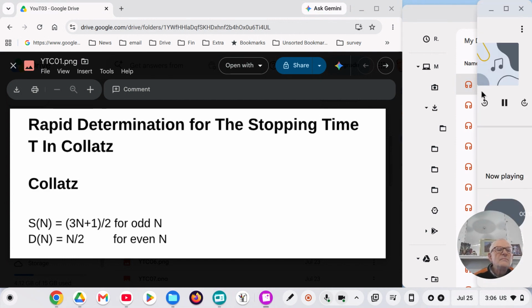I'm presenting a method for the rapid determination of the stopping time t in Collatz. The method is very fast and you can find t for extremely large numbers very quickly.